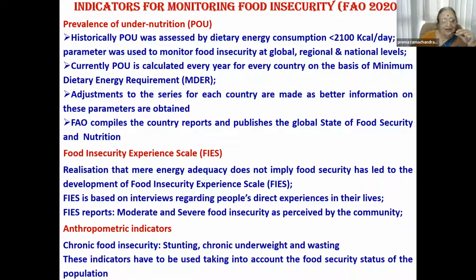Of all the parameters widely used to assess chronic food insecurity, anthropometric indices have been the most objective and most in vogue for the longest period. Especially stunting, chronic underweight, and wasting in under 5 children have been widely used. These have their own problems, and Dr. Lakshmaya to some extent showed how this varies in different situations of nutrition.